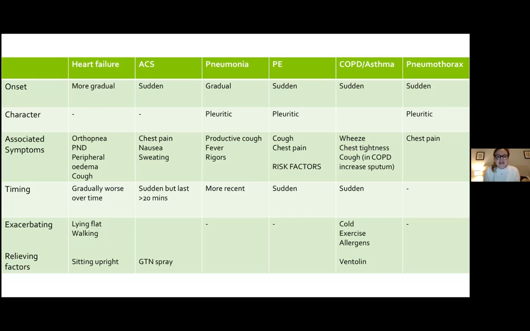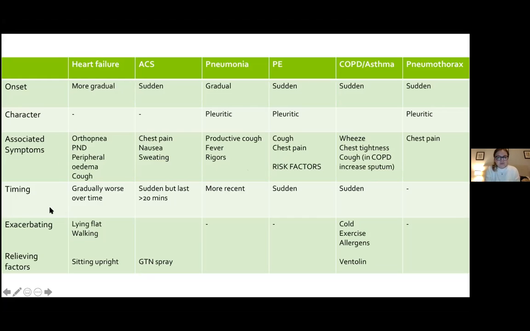In ACS, we've gone through this already, you're going to get chest pain, nausea and sweating. Pneumonia, if they've got a cough, is it productive? Do they feel feverish? Have they got any rigors? I'm just cautious of time, but I've explained the rest in the table, which you can look at in your own time, but make sure you ask all about these associated symptoms.